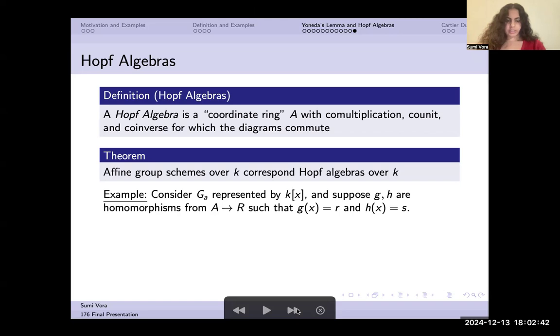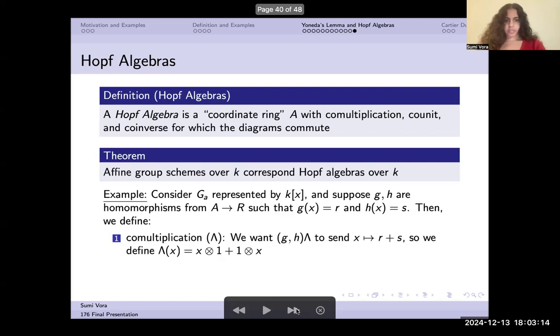So as an example, just to clarify, we can talk about the additive group, which just did nothing, right? It sent everything to itself. And this is represented by the coordinate ring K[x] because basically we just want all the homomorphisms that send x to anything in the ring. And suppose in particular we have two homomorphisms G and H where G sends x to R and H sends x to S. And so now we want to know, what do the three maps look like?